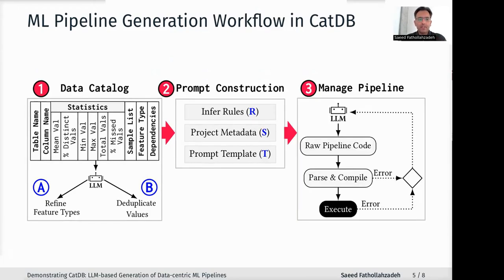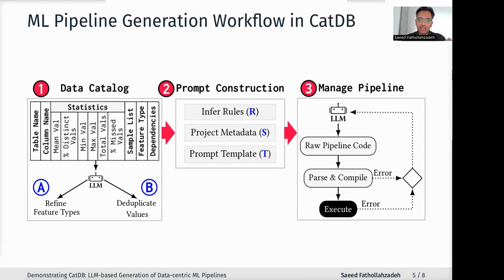The final steps involve interactively communicating with the LLM to generate and execute the ML pipeline. CatDB provides a simple API called generate pipelines that handles this interaction seamlessly. Additionally, CatDB includes a robust self-error correction mechanism. It automatically detects and corrects various errors, including semantic, syntactic, and runtime errors.